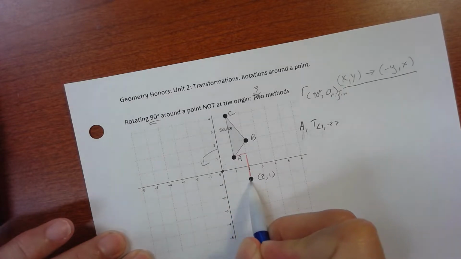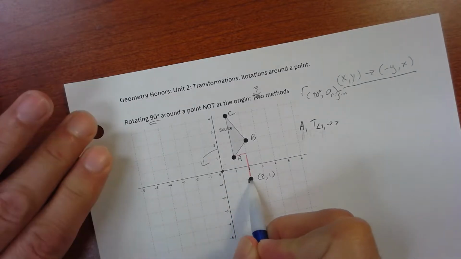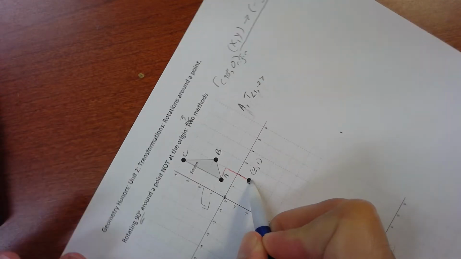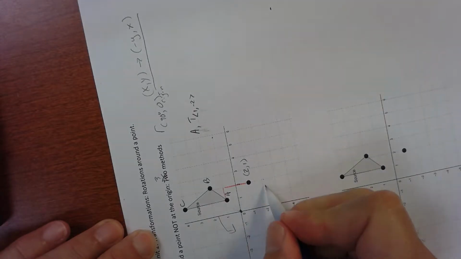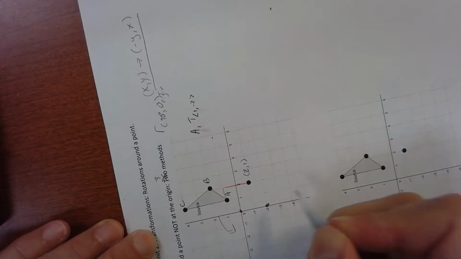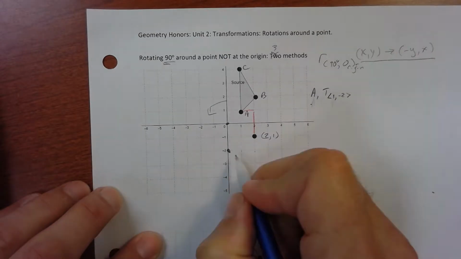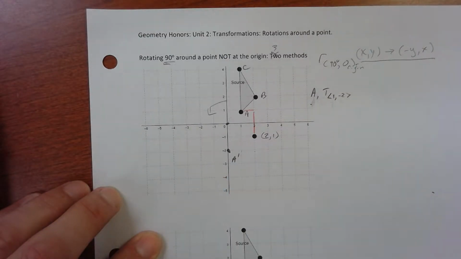Now keep your pencil there. Oh, I just broke mine. And flip your paper 90 degrees sideways, okay? And then go the same direction that you just said: 1 right and 2 down. Boom. Okay? And that is where my new A is going to be, my new A prime.